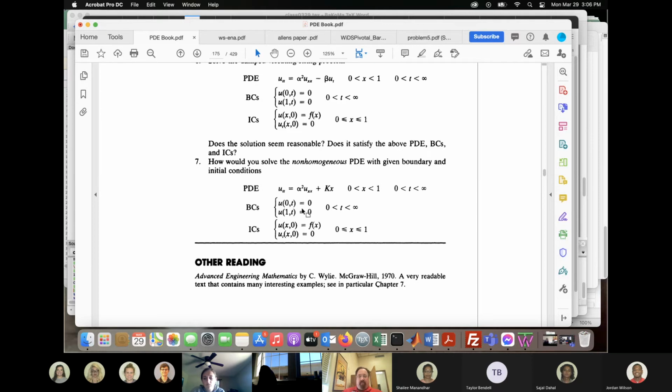I'm not looking for you to get all the way to a solution formula, but I would like to know how you would proceed. In particular, because the PDE is non-homogeneous, how is that going to be taken into account? How does that affect your solution process? What I would recommend is keep in mind, when non-homogeneous PDEs have come up elsewhere, how did that affect things? It's the same idea.